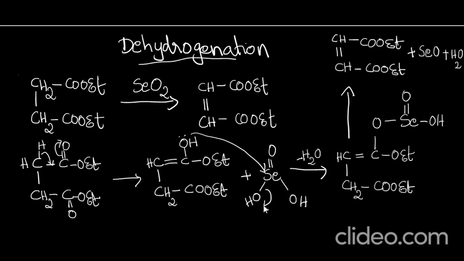In total, H2O gets eliminated due to the presence of O plus. Hydrogen will be eliminated as H plus. Then it will be converted into this product, CH double bond COOEt connected with the oxygen connected with the selenium double bond OH.